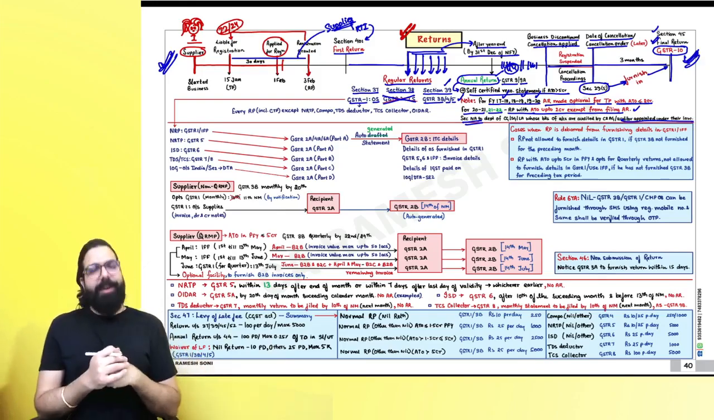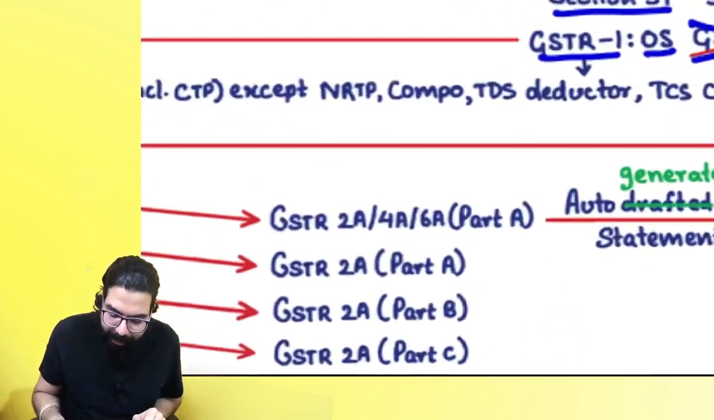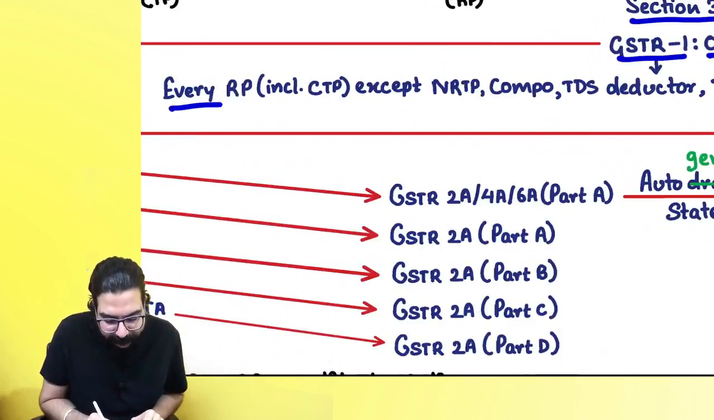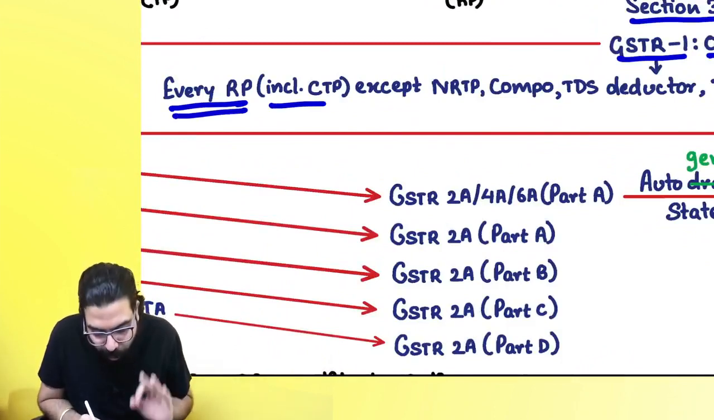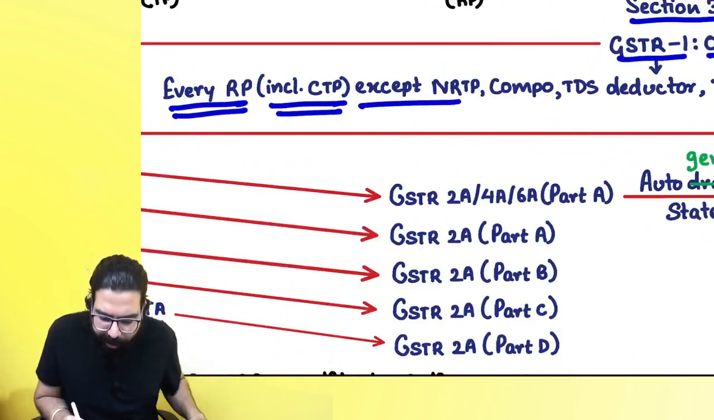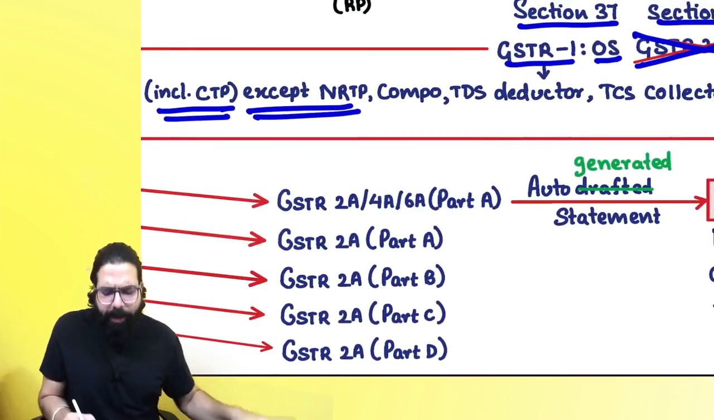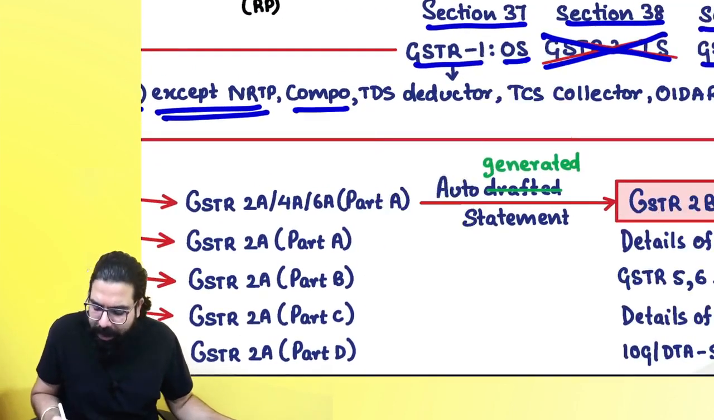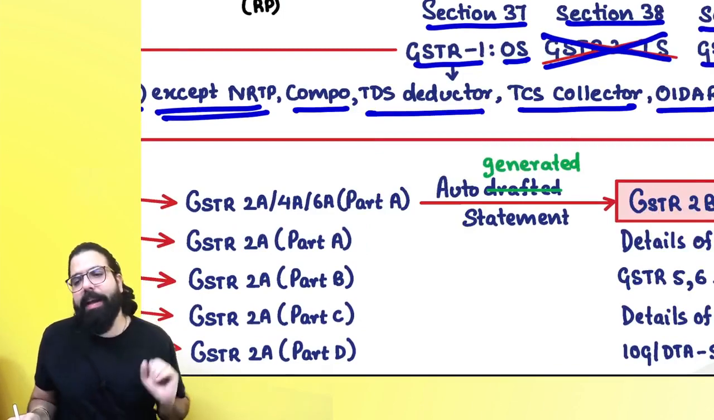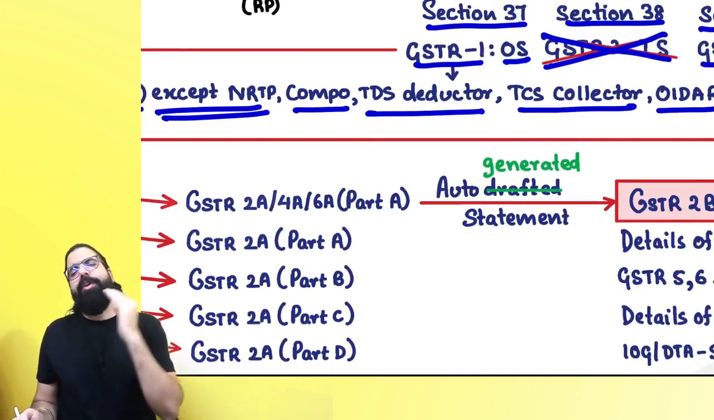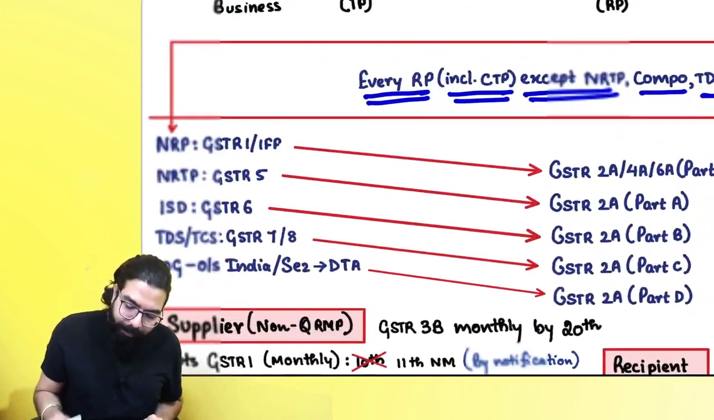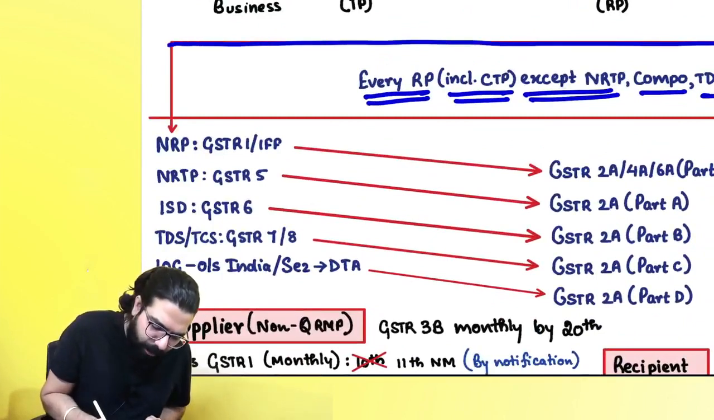Now GSTR 1, I have told, is required to be filed by every registered person, including a casual taxable person, but it is not required to be filed by an NRTP, composition dealer, TDS deductor, TCS collector and OIDR. For them, GSTR 1 is not applicable. Now GSTR 1, everyone listen to me very carefully.